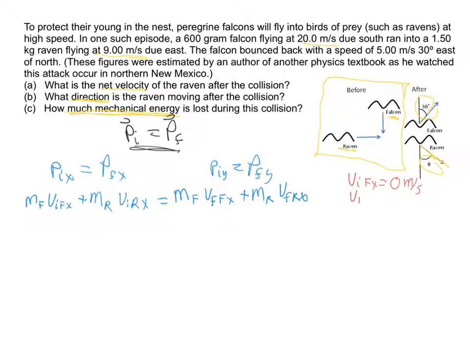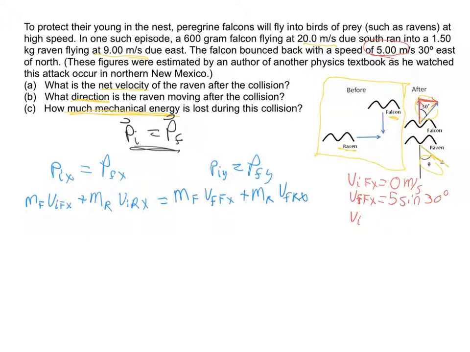Let's see, the final velocity of the falcon in the x direction, well, that's going to be his final speed, which we're told is 5 meters per second, right? So that's going to be 5 multiplied by, that would be the opposite side here, right? If we broke this into components, so that would be times the sine of 30 degrees.